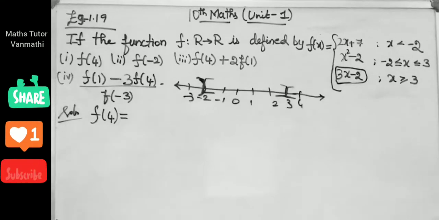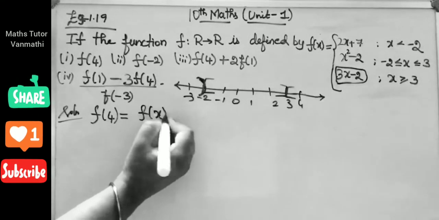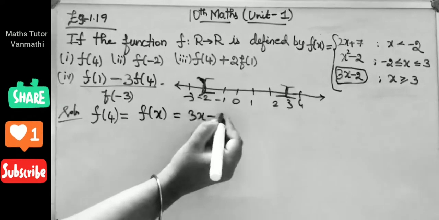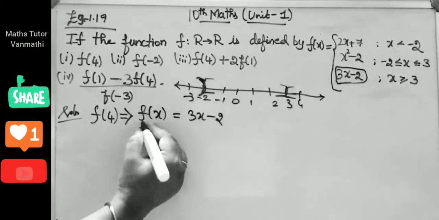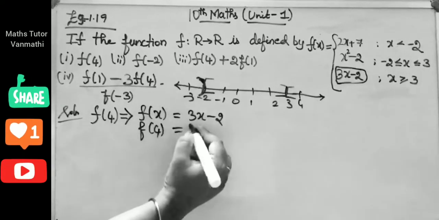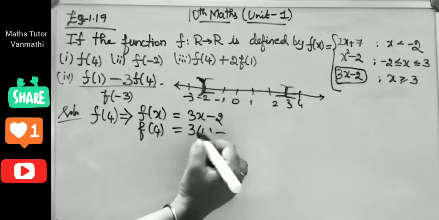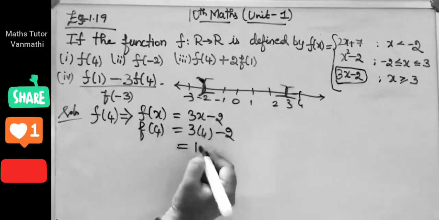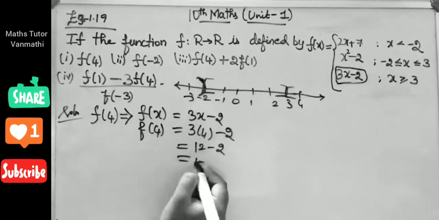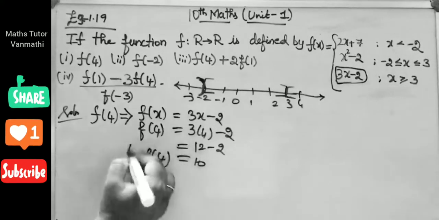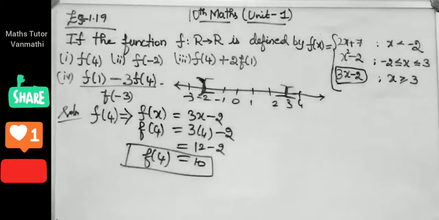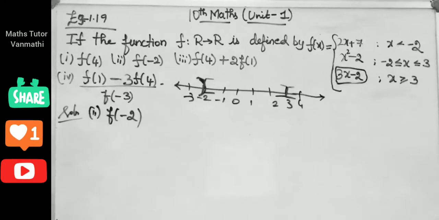So f of x is equal to 3x minus 2. Then you will get f of 4. In the place of x substitute 4. You get 3 into 4 minus 2. 3 4s are 12 minus 2. You will get 10. F of 4 value is your 10. Clear? This is your first subdivision.